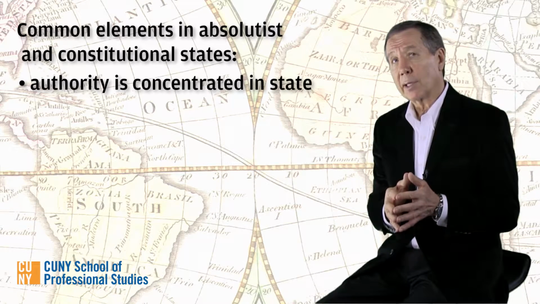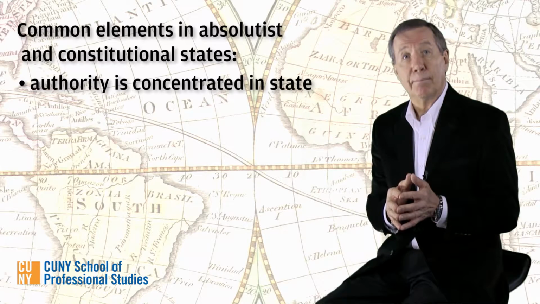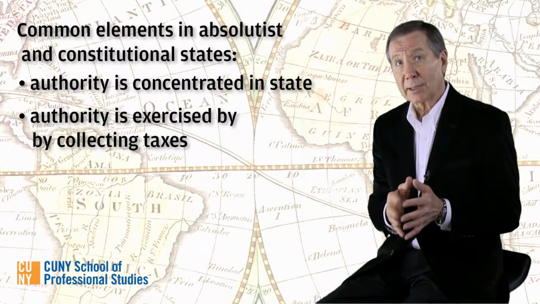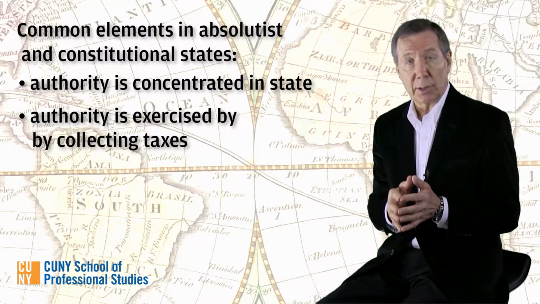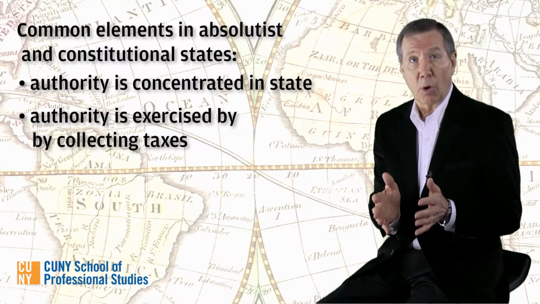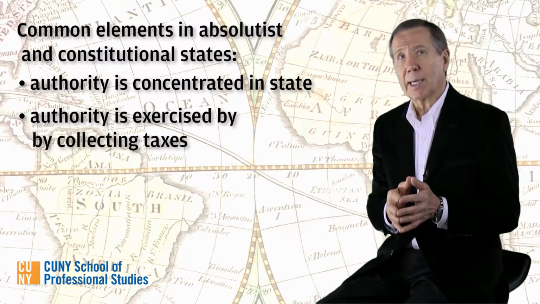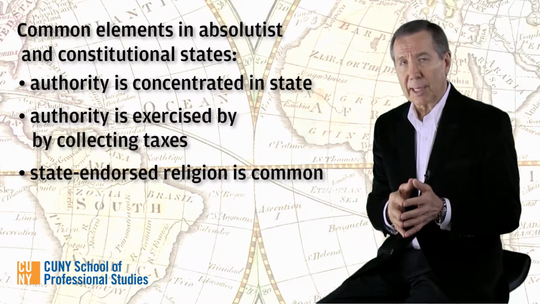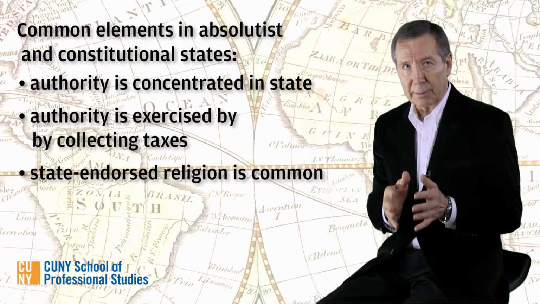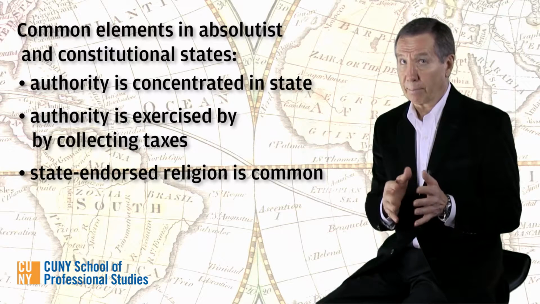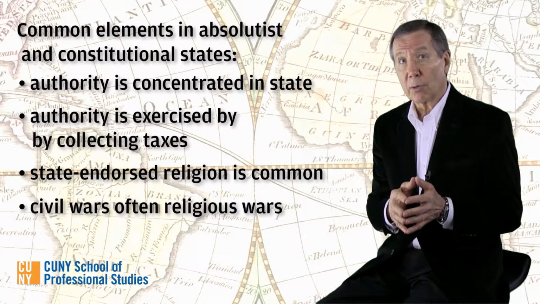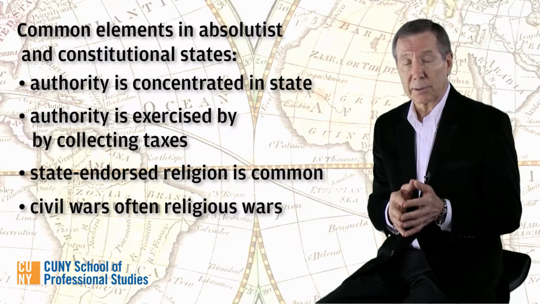Both forms of state, absolutist and constitutional, have certain common elements. In both cases, authority is concentrated in the hands of the state. In both cases, state authority is exercised quite conspicuously through tax collection as a means of enhancing state revenues, which are often put to use in realizing royal prerogatives, including war. In both absolutist and constitutional states, the notion of an established religion is key. In every European state, there's an official state religion in one form or another at this time, be it Protestant, Calvinist, or Catholic. Not surprisingly, the civil wars fought during this era were, in many ways, religious conflicts.